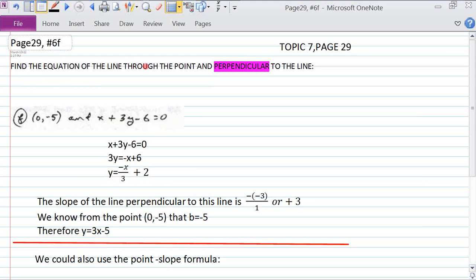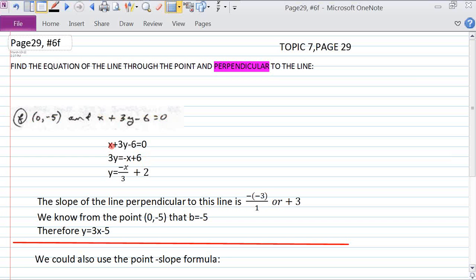6F, find the equation of the line through the point and perpendicular to the line. We have to be careful to read this. In the last few problems, we've all looked for parallel. Now let's look for perpendicular. So here, we want the line to go through this point, but be perpendicular to this.